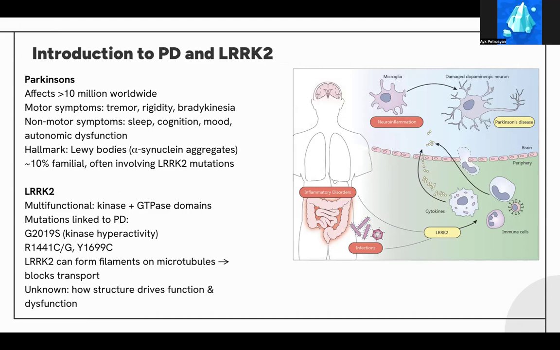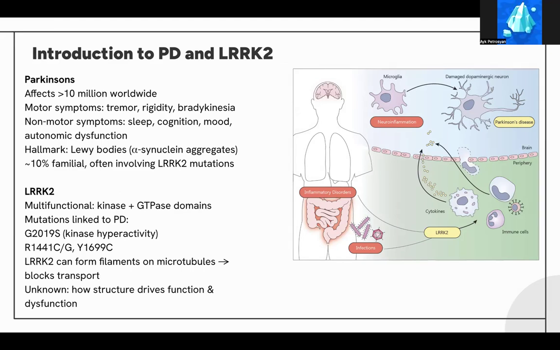A major focus in LRRK2 research in recent years has been on how it interacts with microtubules. Microtubules are dynamic polymers made of tubulin that form part of the cytoskeleton. They play a crucial role in intracellular transport, providing tracks for motor proteins like kinesin and dynein, which carry cargo such as organelles, vesicles, and protein complexes.